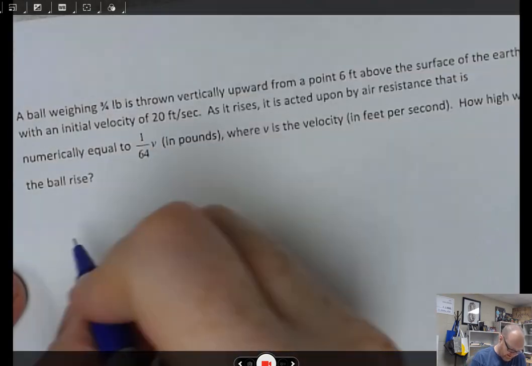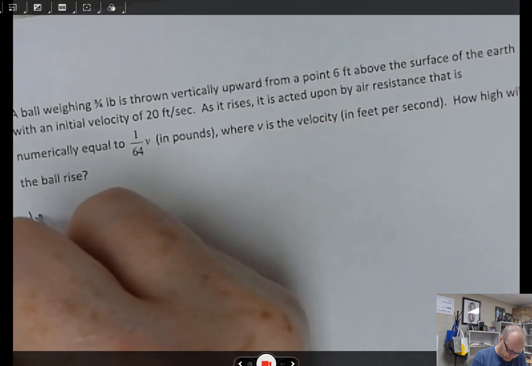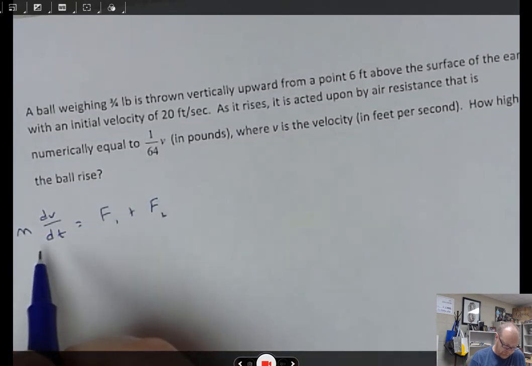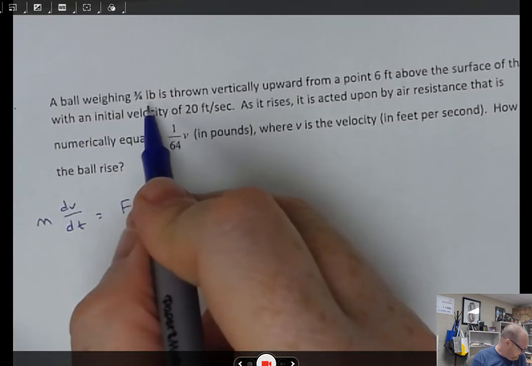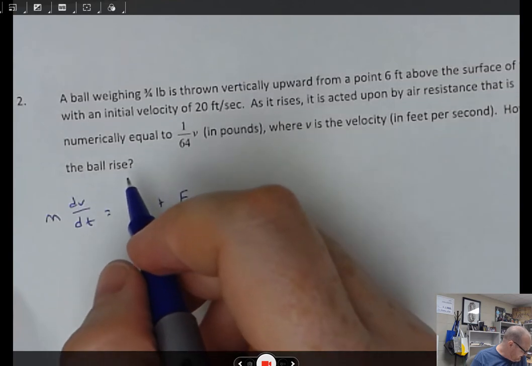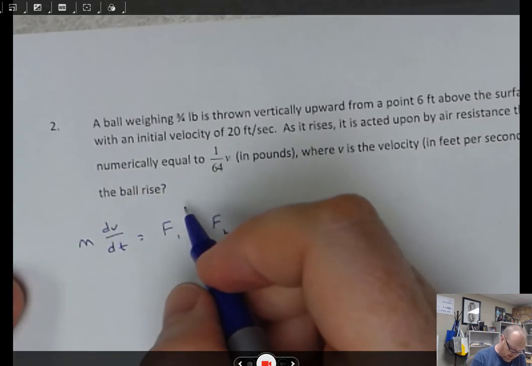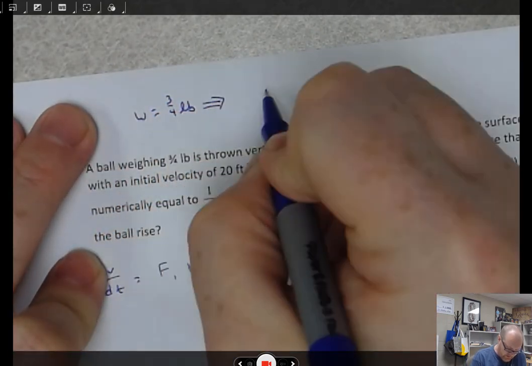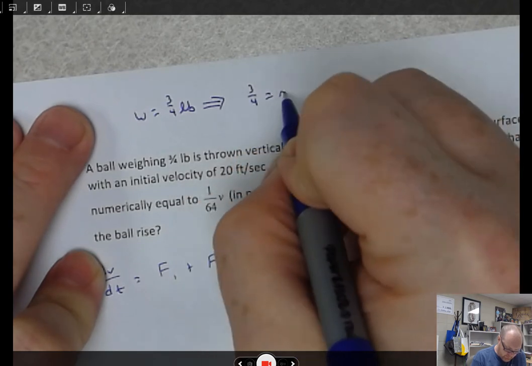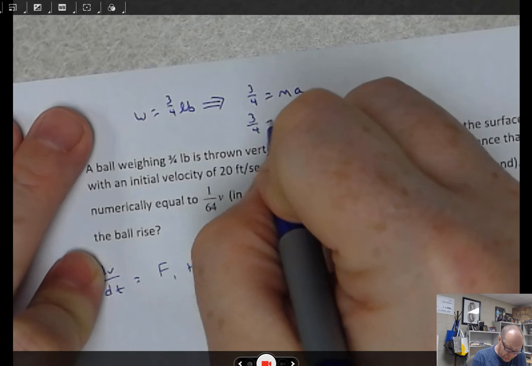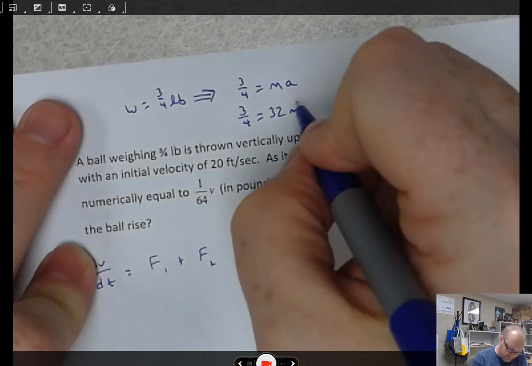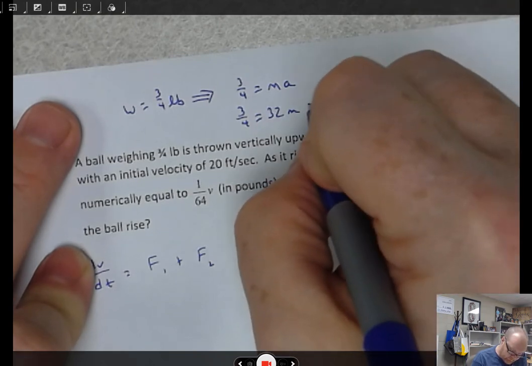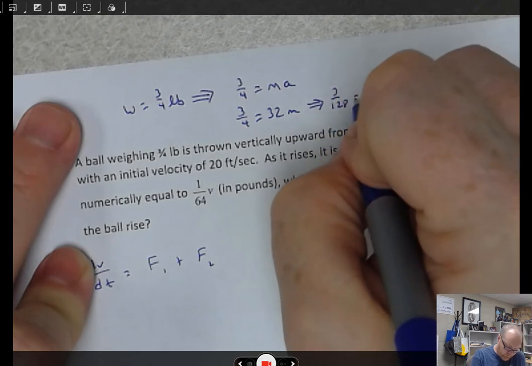So your formula there, you'll need to, of course, calculate the mass based on this weight. I calculated that mass on a problem, and I got, if the weight is 3/4 of a pound, that's 3/4 times 32, and that's going to be 3/128 for your mass.